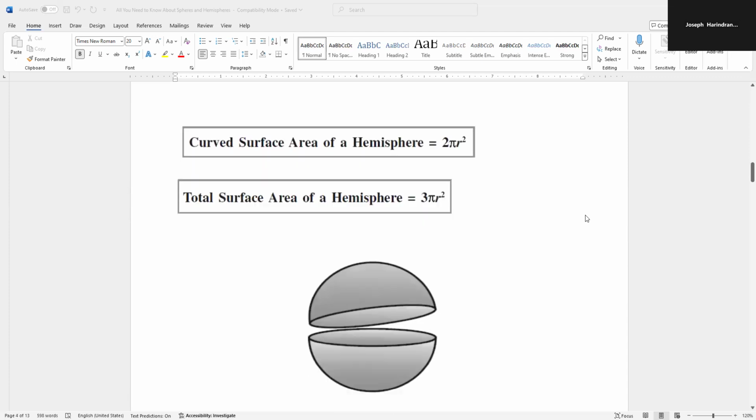A hemisphere has curved surface area as well as total surface area, because a hemisphere has a curved surface and a straight surface at the bottom or at the top. It's a circular base. The curved surface area of a hemisphere is equal to 2 pi r squared. And the total surface area of a hemisphere is 3 pi r squared.